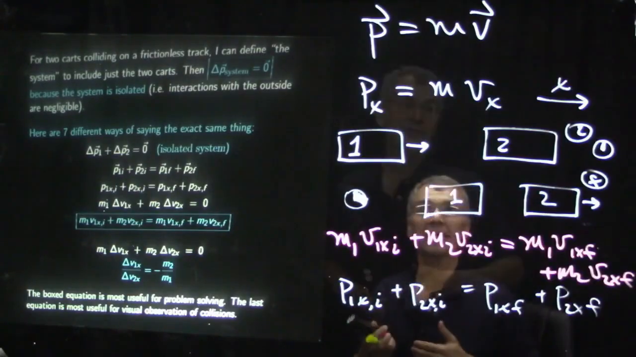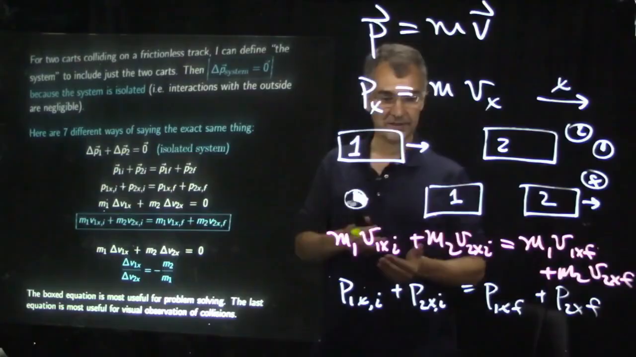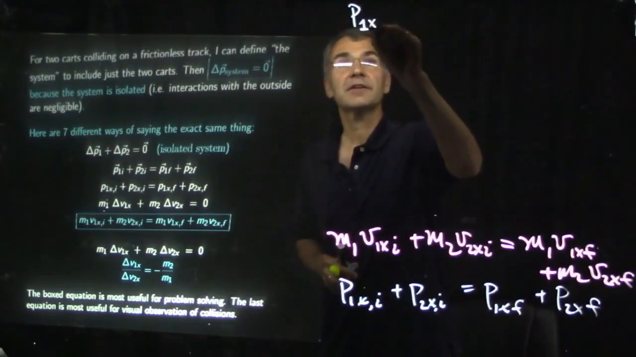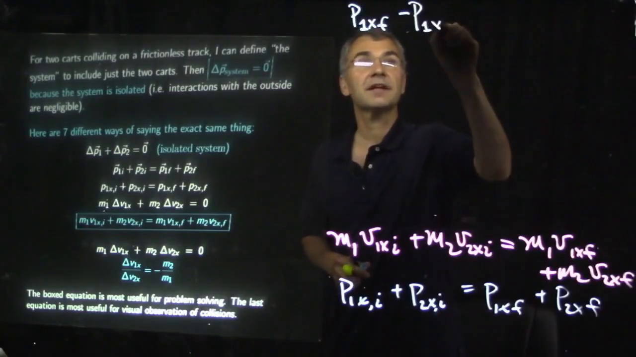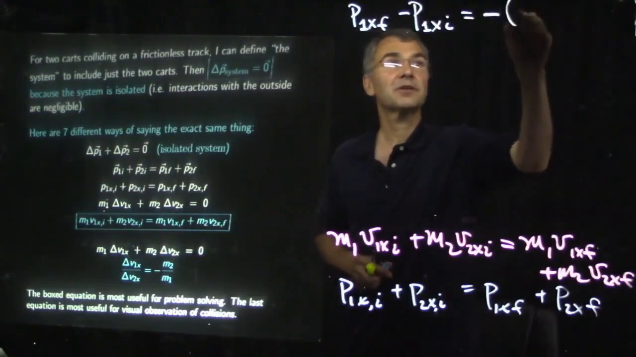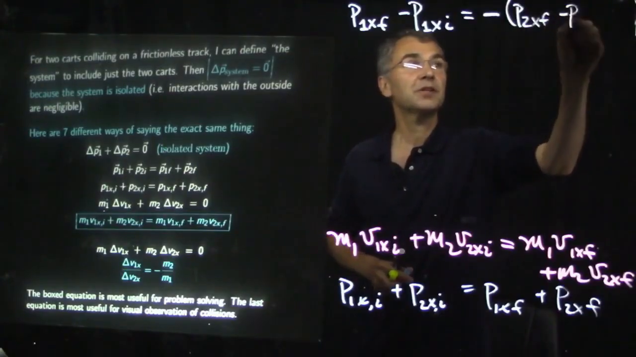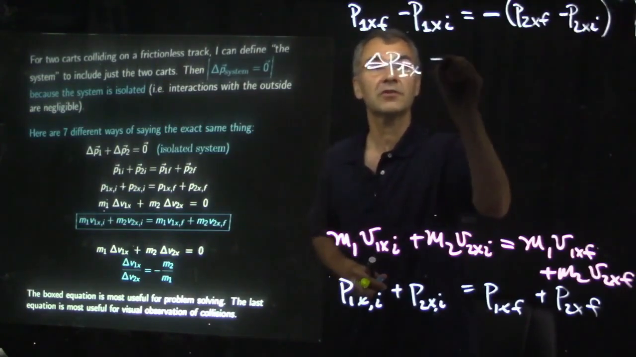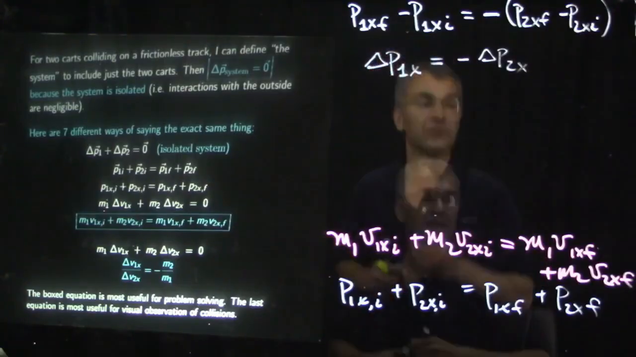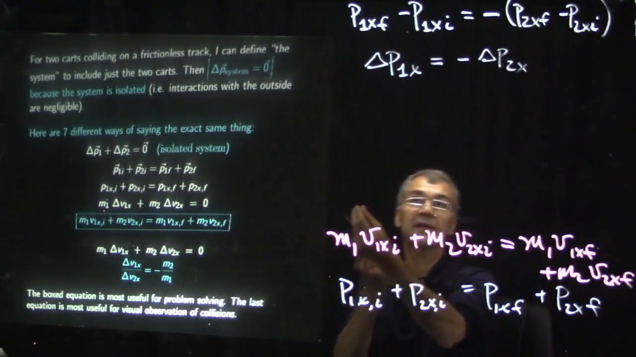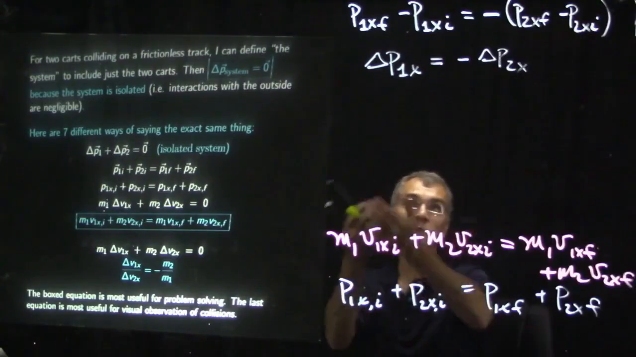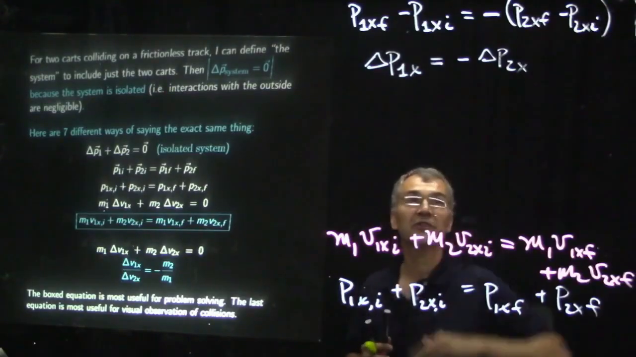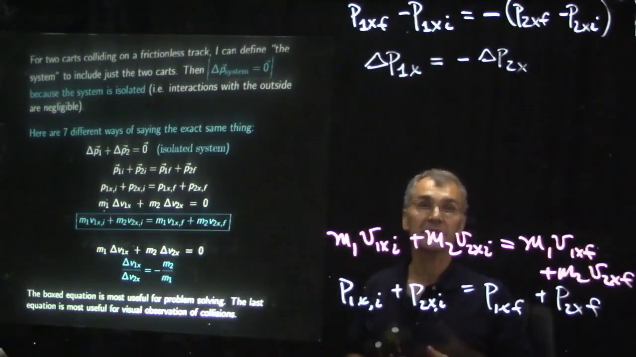It's much easier to talk about changes in velocity of one cart and the other cart. As a matter of fact, there are a couple things we can say here. One is that P1x final minus P1x initial equals the opposite of P2x final minus P2x initial. So that's the same thing as saying delta P1x equals minus delta P2x. That's saying if object 1 gains momentum, then object 2 must lose the exact same momentum. If object 1 loses momentum, object 2 must gain that same amount of momentum, so that the change in one momentum is the opposite of the change of the other momentum. In other words, the sum of the two momenta has to be unchanged.